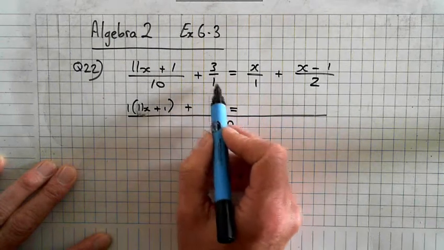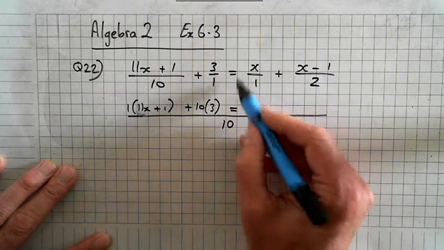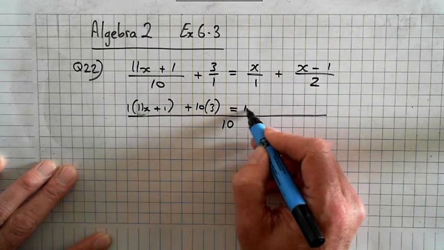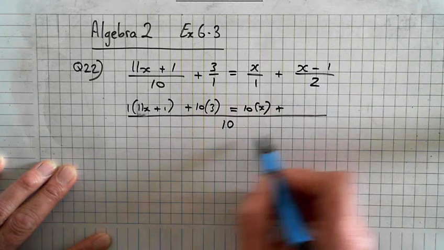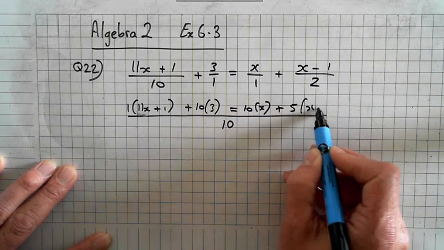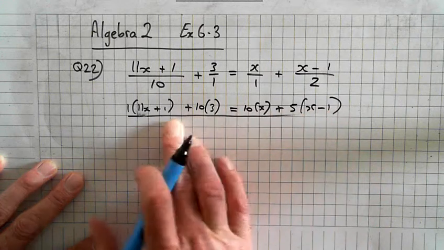And plus sign. 1 into 10 goes 10 times 3. The equals is there. 1 into 10 goes 10 times x. Plus 2 into 10 goes 5 times x minus 1. And now you don't have to worry about the bottom line at all.